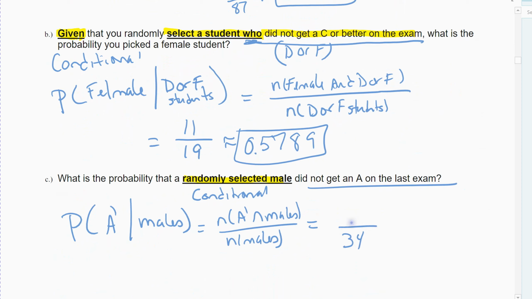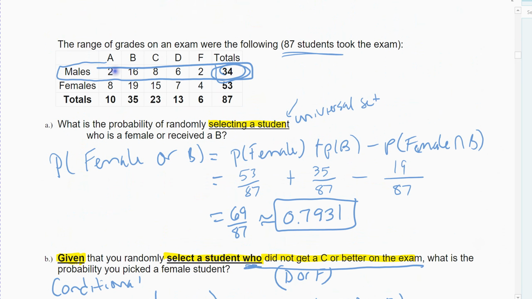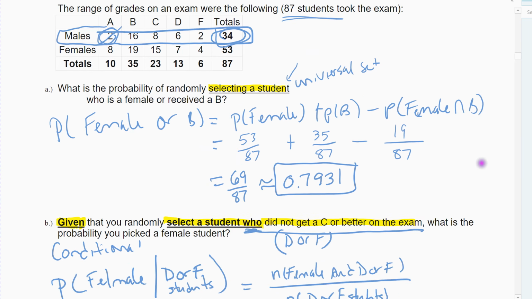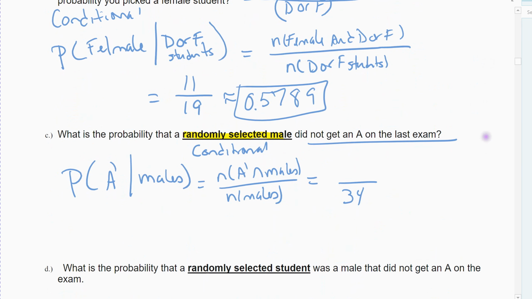Out of the 34 I'm selecting from, how many of them did not get an A? So the easiest way to do that is actually to use the complement. These would be the 2 of them got an A. So I take 34 minus 2 to get 32, or you could add 16, 8, 6, and 2. You should get the same answer. So 32 of the students are male students that didn't get an A. They got a B, C, D, or F.